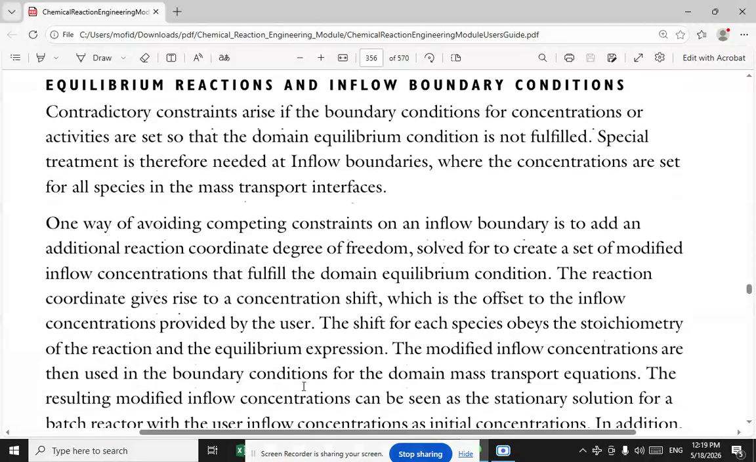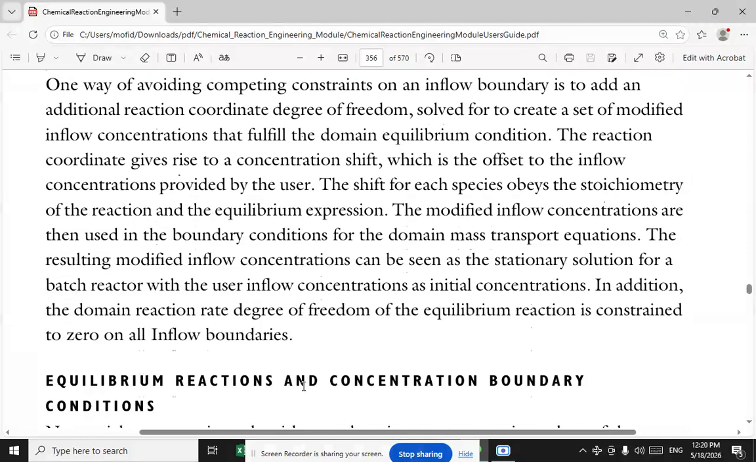Now I want to go through the equilibrium reactions and inflow boundary conditions. Contradictory constraints arise if the boundary conditions for concentrations or activities are set so that the domain equilibrium condition is not fulfilled. A special treatment is therefore needed at inflow boundaries where the concentrations are set for all species in the mass transport interfaces.